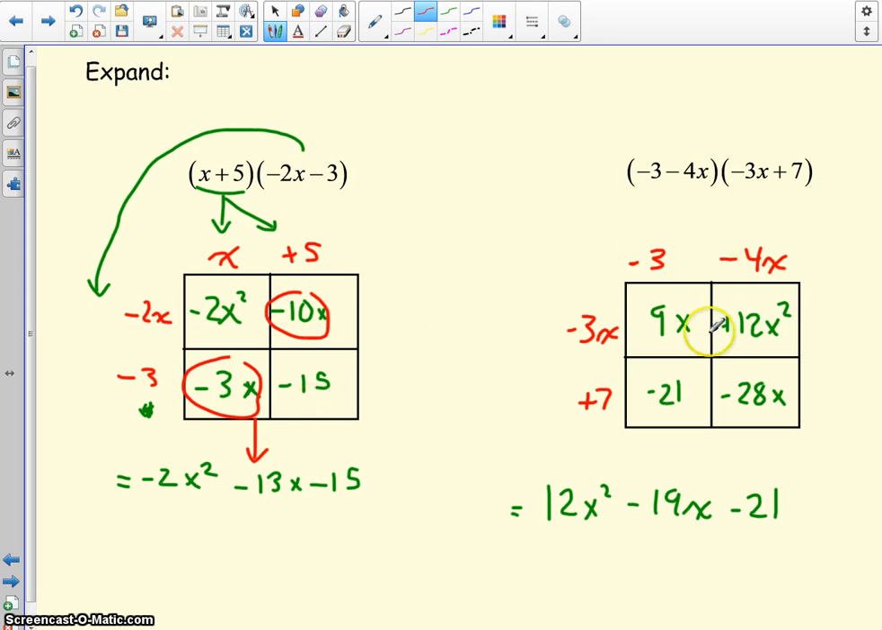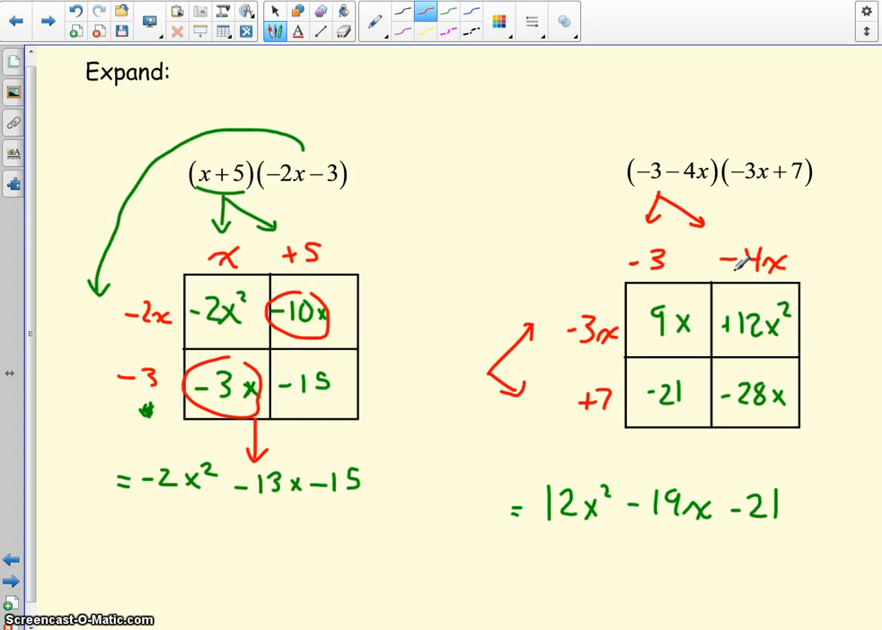Next one over here, same idea. Again, you have a binomial on the top and a binomial on the side. Fill in with multiplication. You just got to be a little bit careful. All the ones we've done up to here, you've always had the x squared in the top left and the constant in the bottom right. This, because of the order of the terms inside each bracket, sort of changed things around.